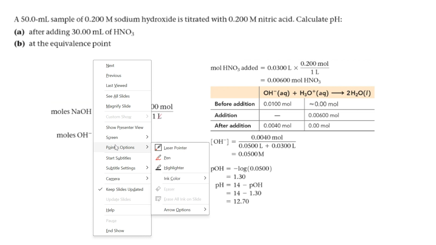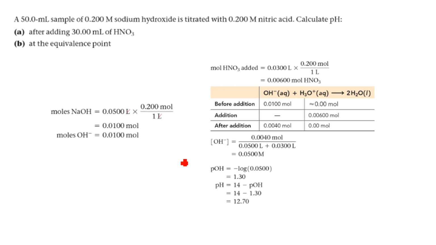Let me go back to the pen option. So imagine you have NaOH, aqueous, plus HNO3. You always want to write this out, because if you don't write out the equation, it can get confusing. Like, oh, is this a 1-to-1 ratio? Right now, we're assuming it's 1-to-1, but let's prove that.